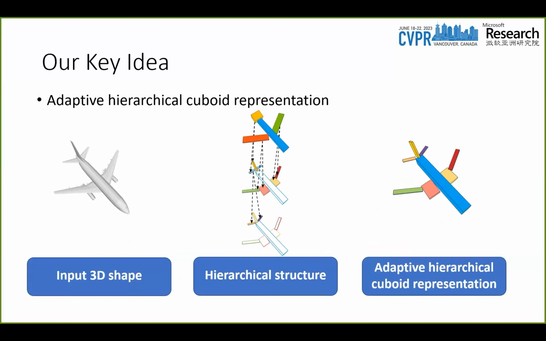On the left is the input 3D shape. In the middle is the hierarchical structure of the abstraction. And on the right is the adaptive hierarchical cuboid representation. We want to capture as much structure detail as possible on multiple levels and get a coherent abstraction at a higher level.